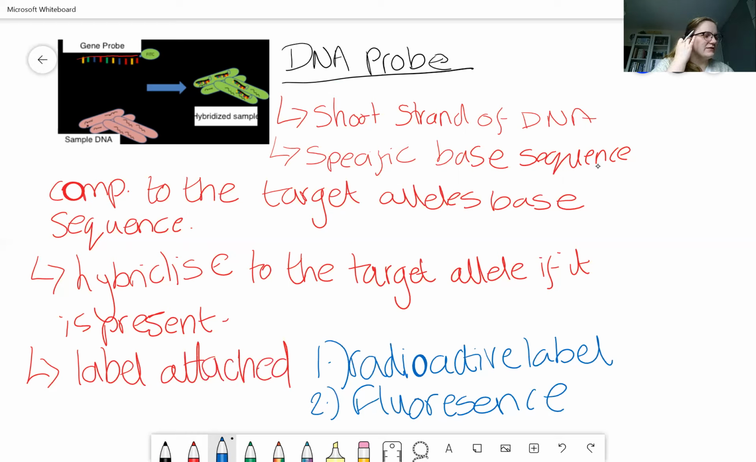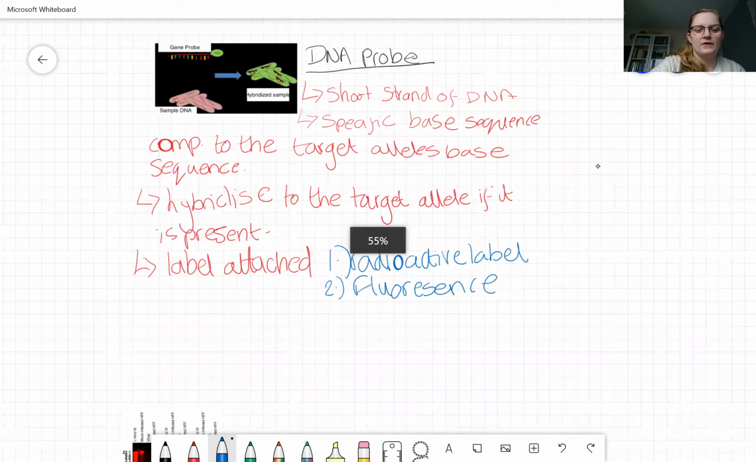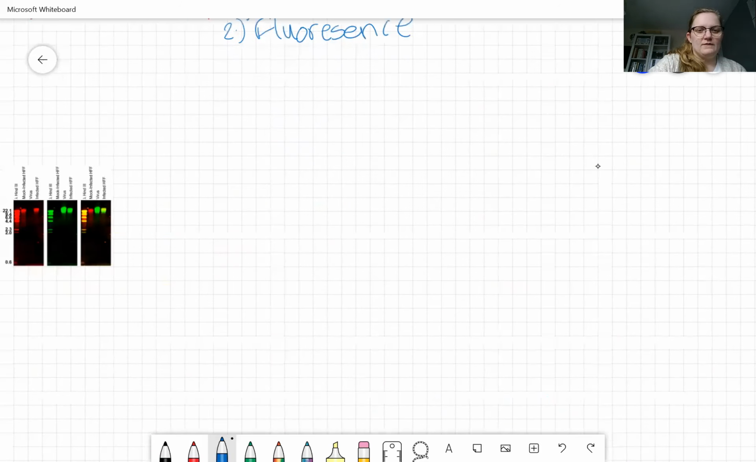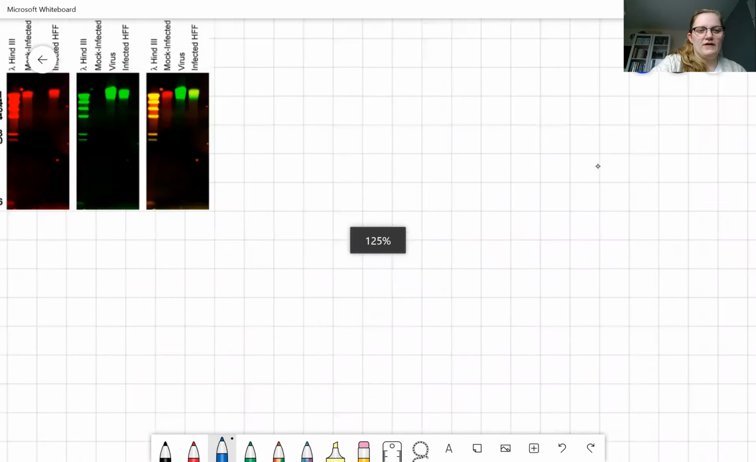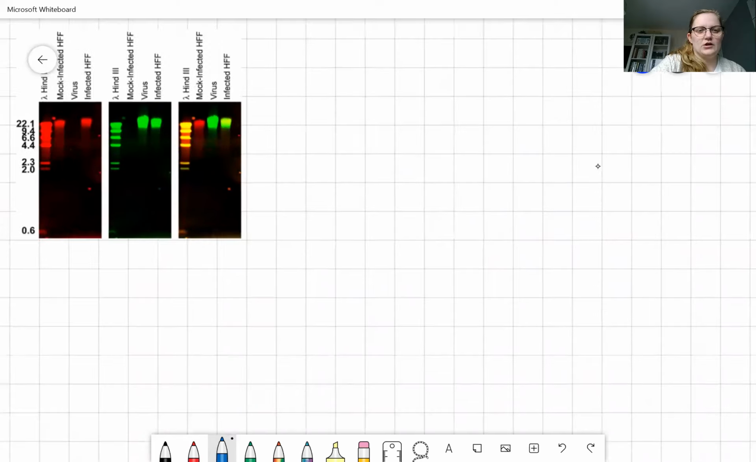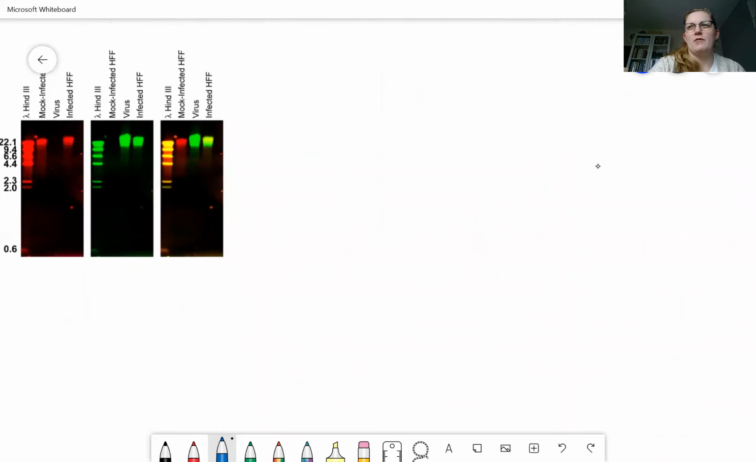So we're going to have a quick look at how we actually attach these labels to these DNA probes, and how it actually works and what actually happens. I'm just going to use this image here. This is an example of fluorescence where gene probes have been added to these samples, and where they are fluorescing is where those required alleles are. So that's where that hybridization has occurred.